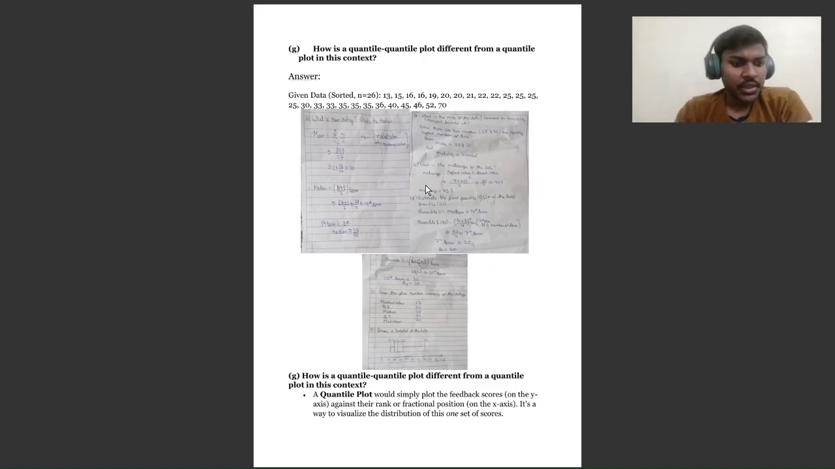Since we have 26 values, the median will be the average of the 13th and 14th values in the sorted list. We simply take the two middle values, add them and divide by 2.